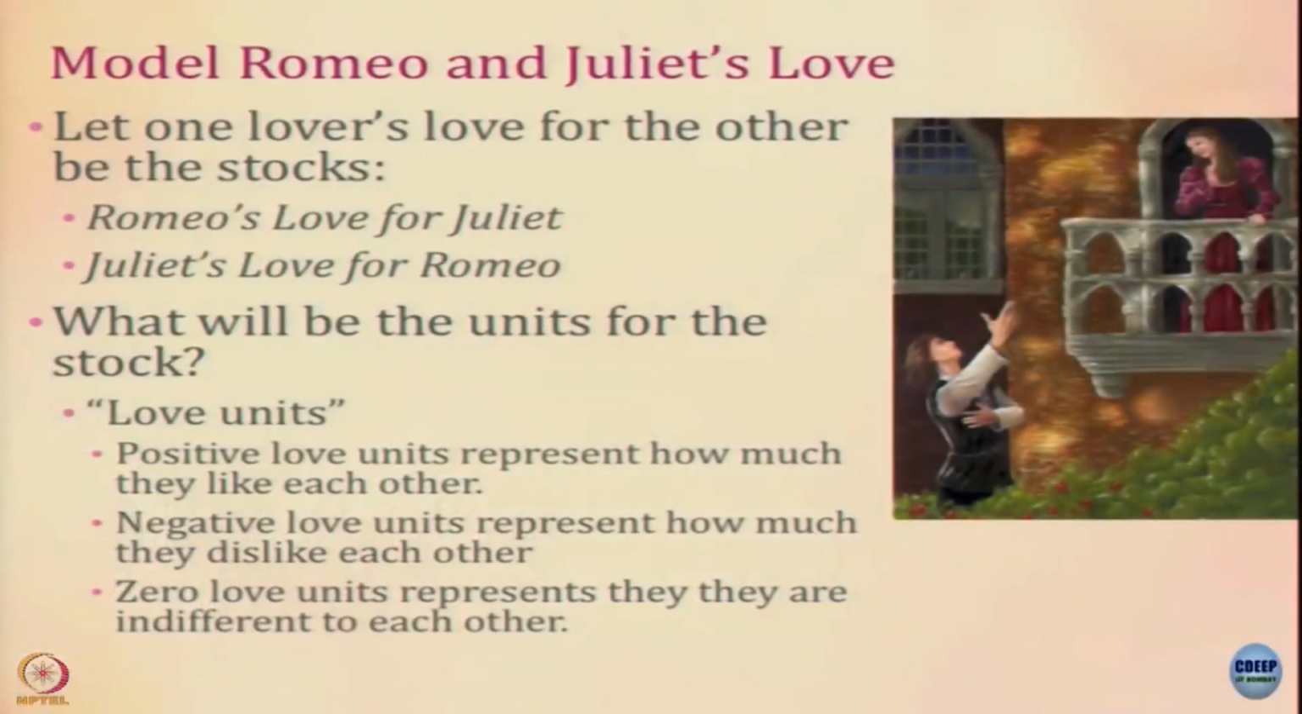And let us make some simple assumptions: positive love units represent how much they like each other, negative love units represent how much they dislike each other, and if it is 0, they are indifferent to each other, right? Okay, so now we are getting somewhere. We have defined two stocks and we have defined the units. Stocks change through what? Flows. So there have to be 2 stocks, then there have to be 2 flows. It is not a material system, it is not like one love is transferred to the other and there is no conservation of flows etc. happening.